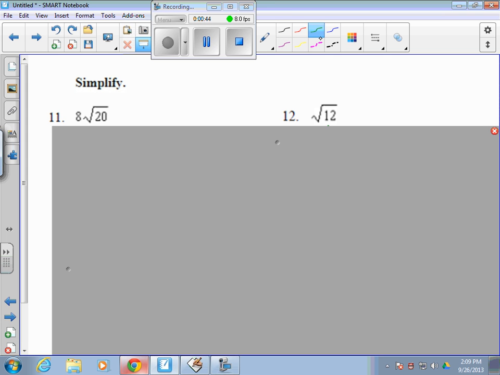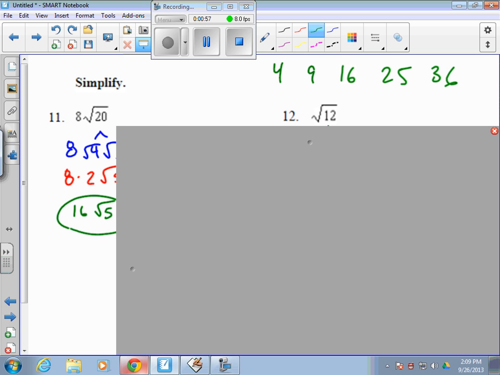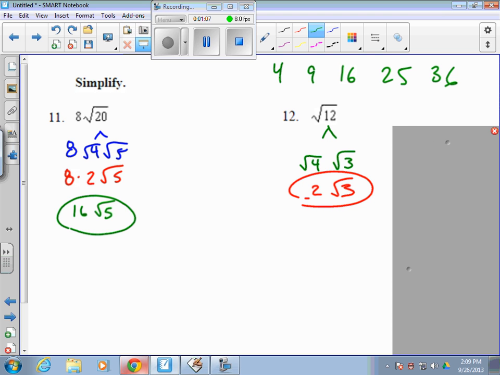Number 11 says simplify 8 times the square root of 20. Remember your perfect squares: 2 times 2, 3 times 3, 4 times 4, 5 times 5, 6 times 6. It keeps going. What number out of those can you multiply by to get to 20? The answer is 4. So when you separate 20, you separate it into 4 times 5. The square root of 4 is 2. So you multiply 8 times 2 to get 16 times the square root of 5. Separate 12, again, 4 times 3, 2 times the square root of 3.